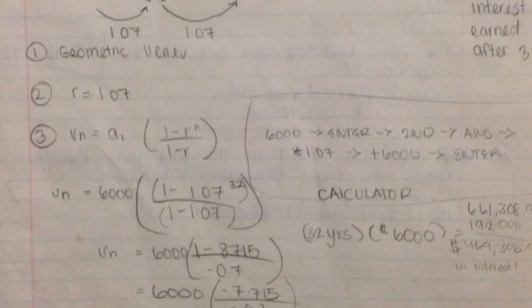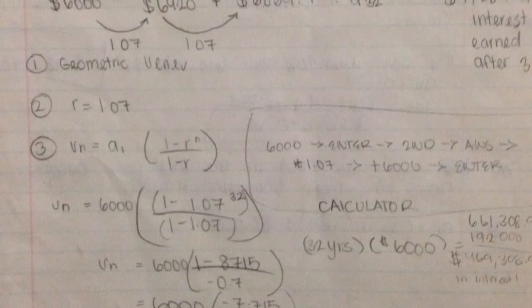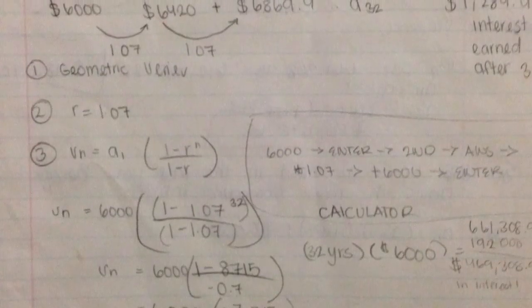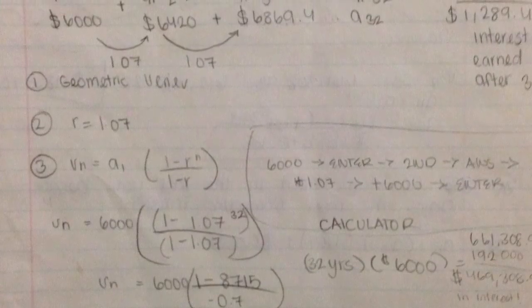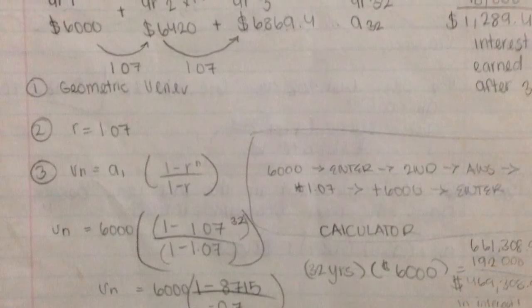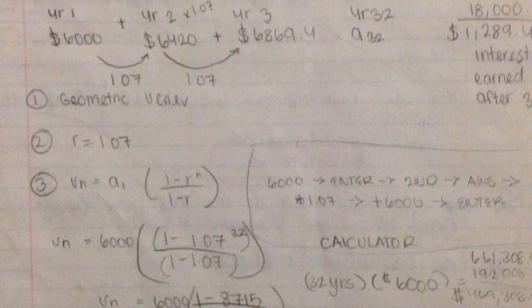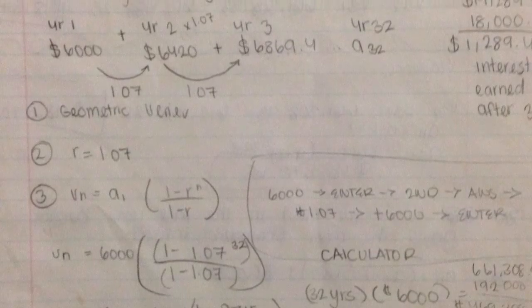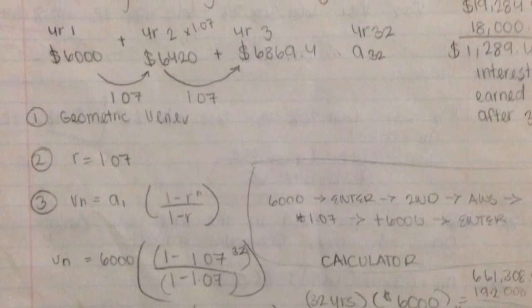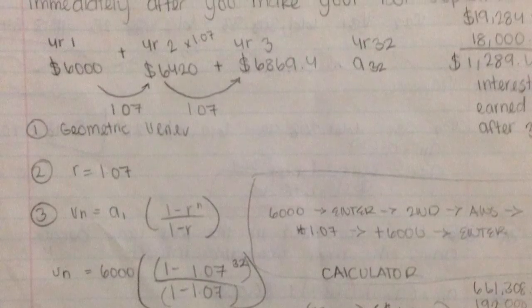So it's a geometric series, and then we have r equals 1.07. Since it's a geometric series, you do your work, so you get 6,000 times (1 minus 1.07 to the power of 32) over (1 minus 1.07). And so my answer is 6,661,308.93.